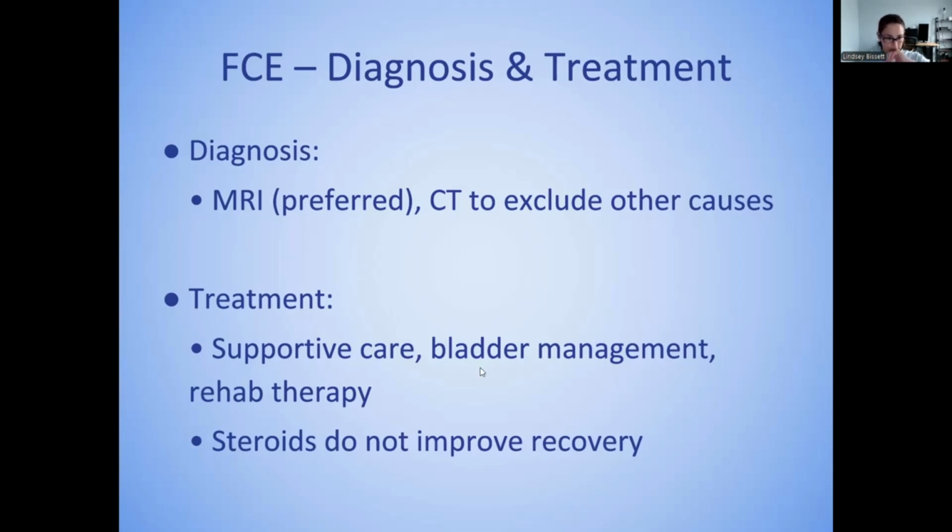So the usual, fluids and whatnot is needed. Bladder management, whether it's an upper motor neuron or lower motor neuron bladder, making sure that they are actually able to urinate. Don't want UTI on top of everything else. And also just basically physical therapy rehabilitation to help keep the muscles and helping the nerves start to reconduct. And steroids do not improve recovery in these guys.